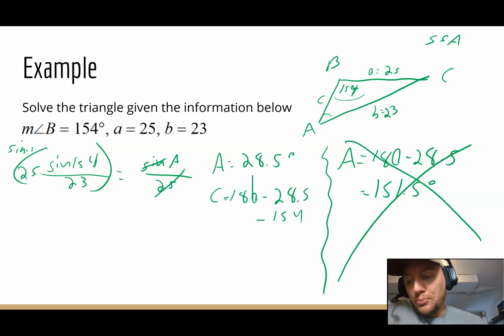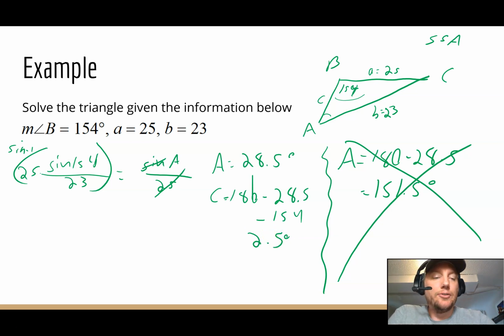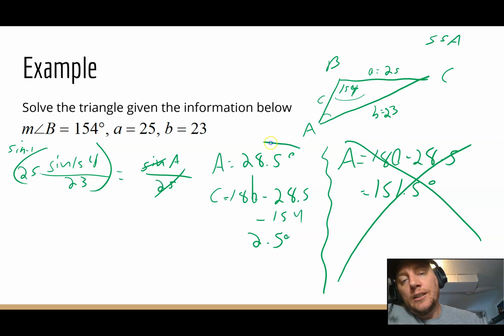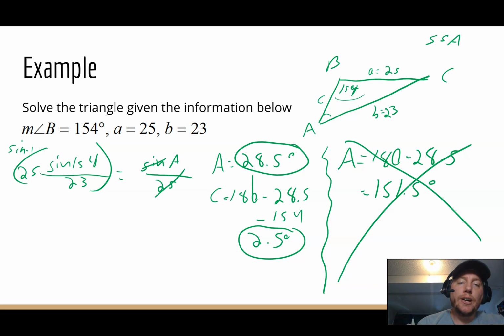And I get 2.5 degrees. Little tiny angle. So 2.5 degrees. So there's two of my three pieces of missing information. We know it's going to be one solution, not two, and not zero, because we didn't get an error.